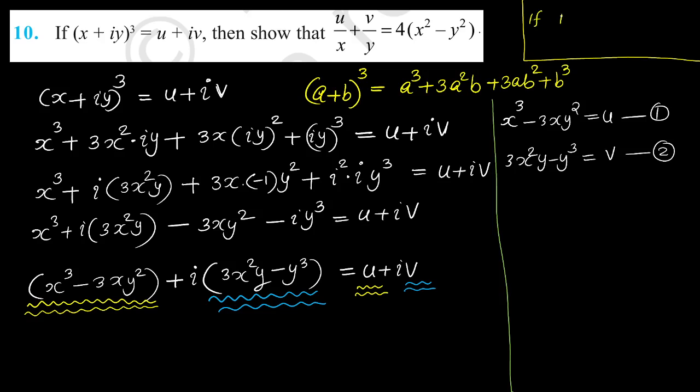If (1 plus i by 1 minus i) all raised to n equal to 1, find the minimum value of n, where n is a natural number. Find the minimum value of n. Try doing it.